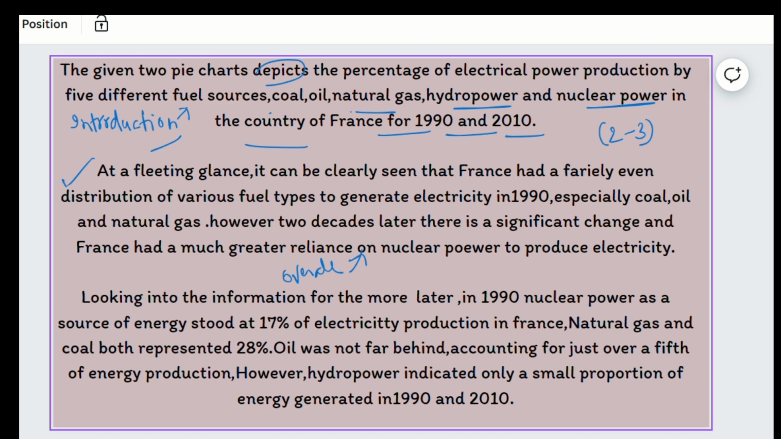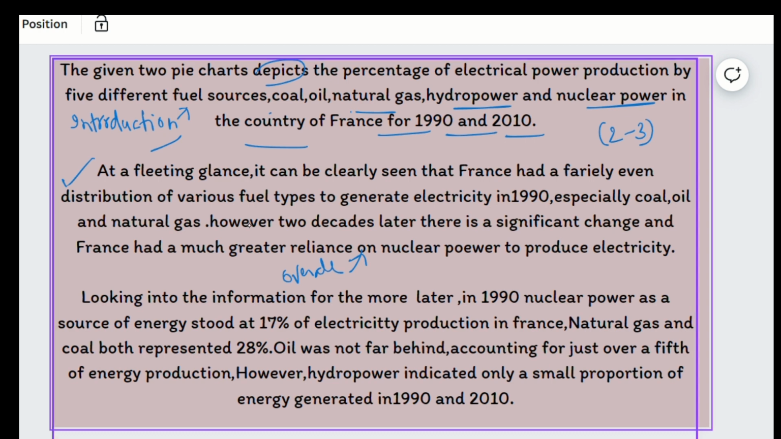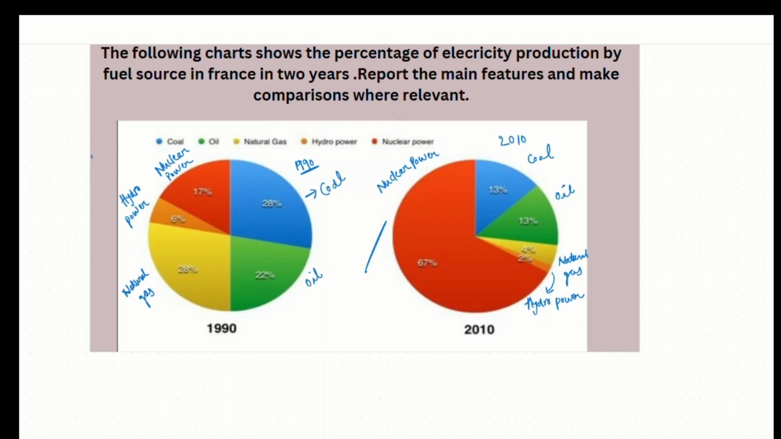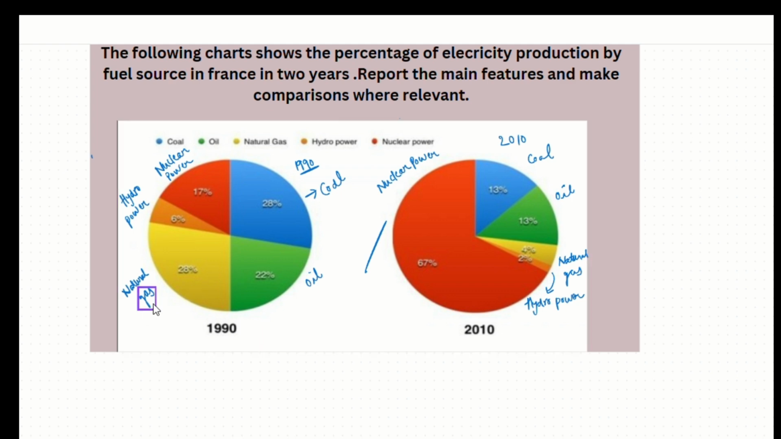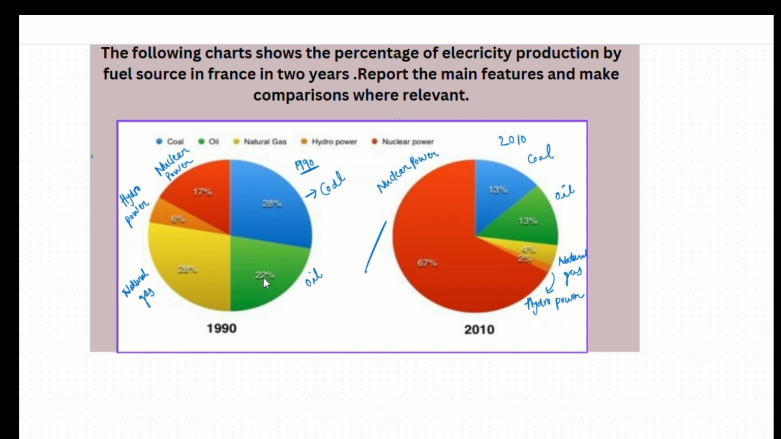'At a fleeting glance' means at first glance. When we thoroughly see the whole data, it can be clearly seen that France had a fairly even distribution of various fuel types to generate electricity in 1990, especially coal, oil and natural gas. So here in the first pie chart, coal and natural gas had the same percentage, 28% and 28%. And then there is 22% of oil.